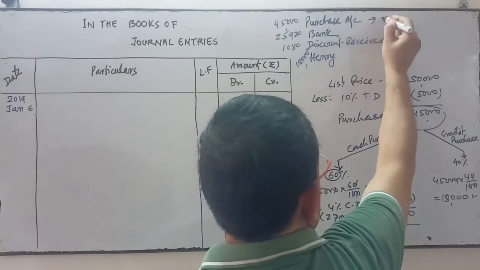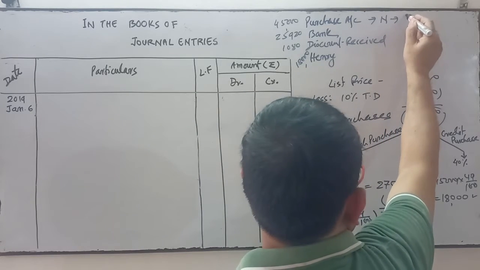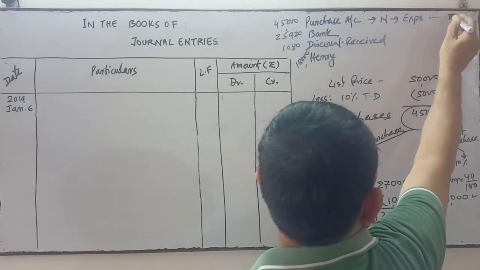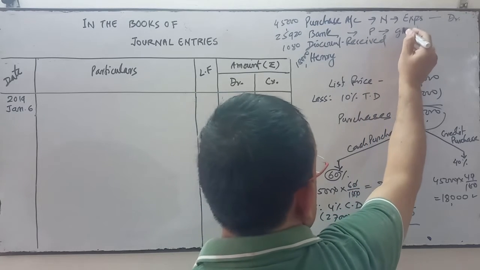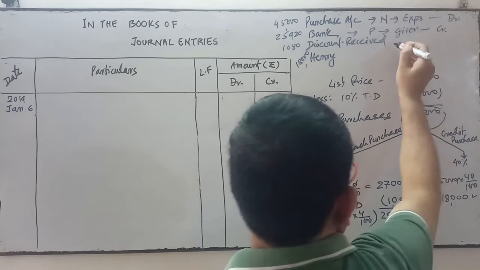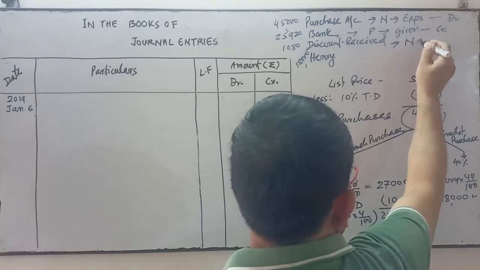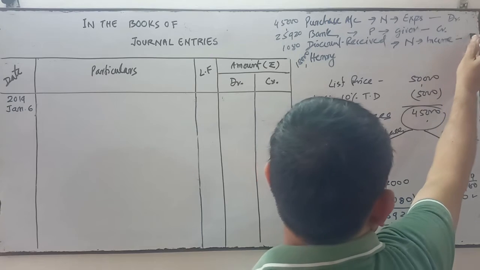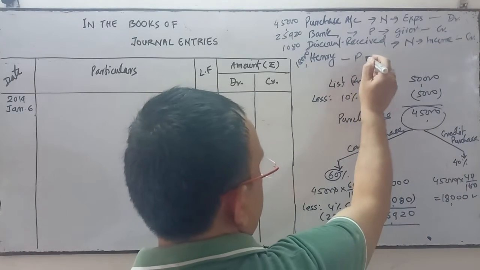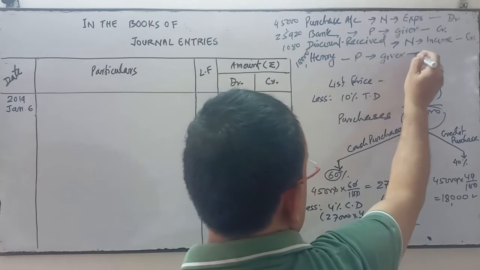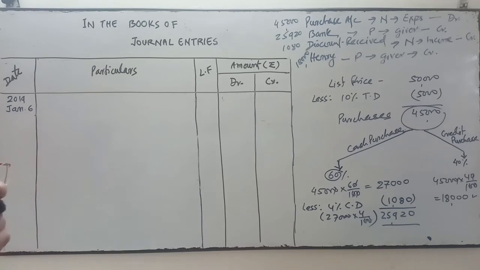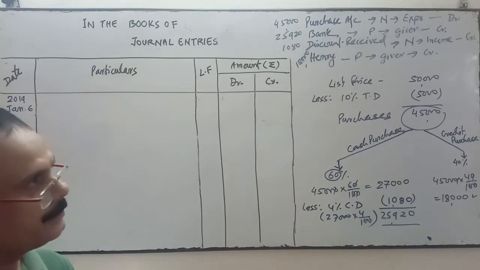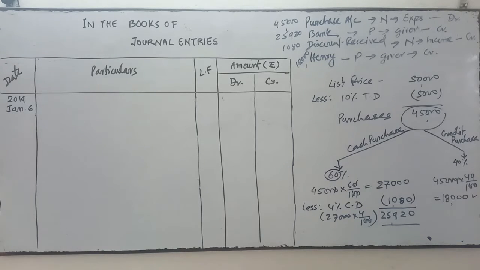Now come to purchase account, it comes under nominal, all expenses debit. It is an expense, it is debited. This account will be debit. Bank comes under personal, is the giver. We have paid the amount, so credit. Discount received comes under nominal, income, credit. Henry comes under personal account, he is the giver. He has given the goods, credit. So 3 accounts are credited and 1 account is debited. Bank, discount received and Henry account are credited and purchase is debited.